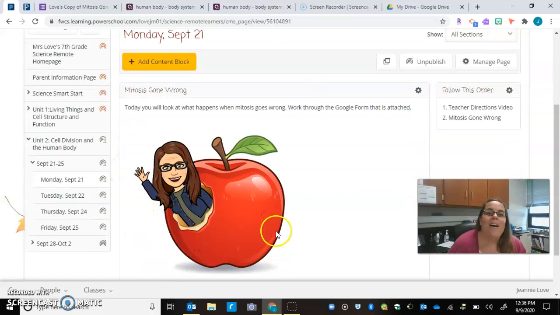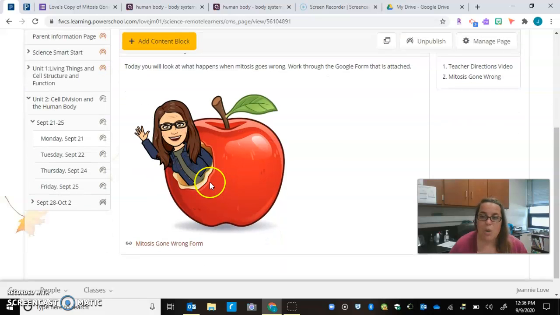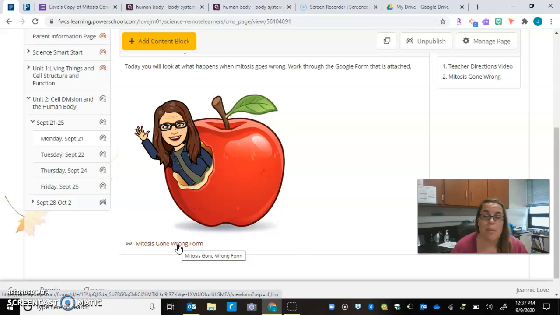There's me and an apple. And we're going to look at what happens when that goes wrong. So click on the form. It is a Google form. Remember, there is nothing to hand in today. You just hit submit at the bottom.